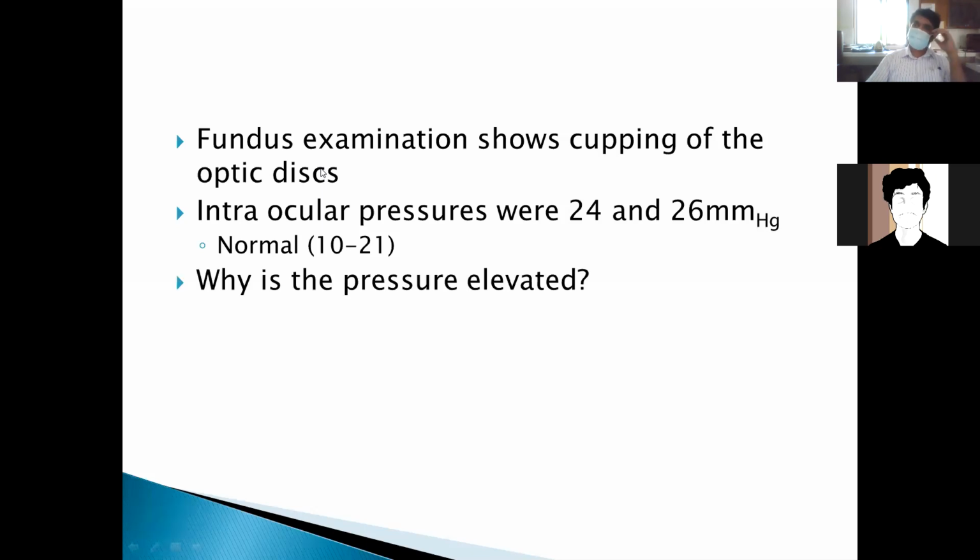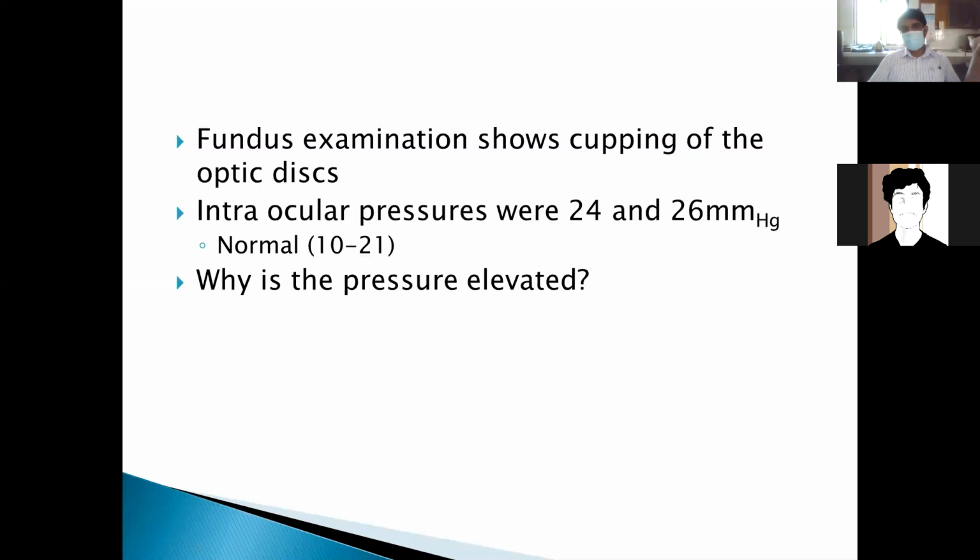So why is the pressure elevated? Here, similar to the first problem, why do you think the pressure is elevated? What are the possibilities? Can someone answer? In problem 1, we had tearing, so we said increased production or reduced drainage. It's the same thing inside the eye. There is either too much aqueous production or inadequate aqueous drainage. That is why you get an increase in the pressure.